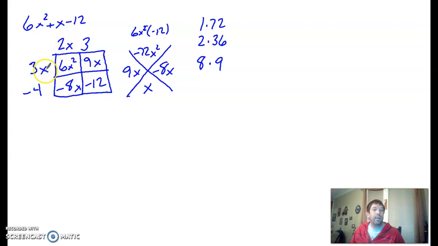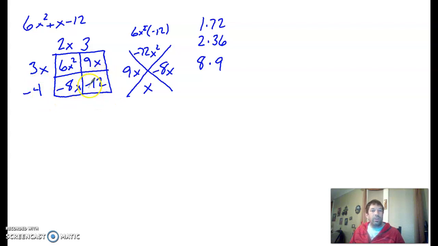So 2x times 3x, length times width, base times height, is the area of a rectangle. 2x times 3x is 6x squared. This one has a width of 3 and a height of 3x. 3 times 3x is 9x squared. Bottom left has a width of 2x and a height of negative 4. 2x times negative 4 is negative 8x.